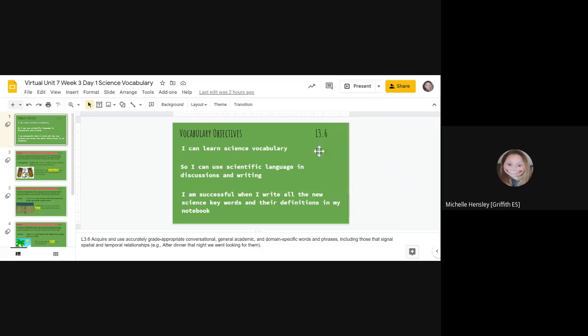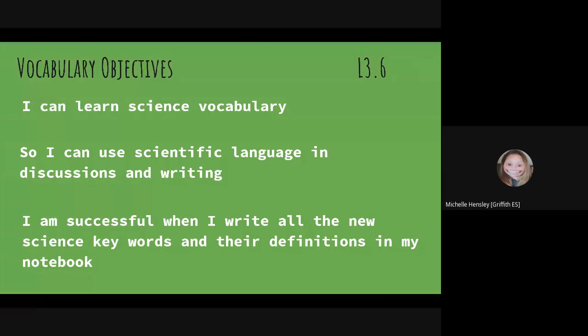So as always, our vocabulary objective relates to the language standard for third grade, sixth standard: acquire and use accurately grade appropriate conversational, general academic, and domain specific words and phrases, including those that signal spatial and temporal relationships like after dinner. That night we went looking for them. So after, before, we've been talking about sequencing a lot. You guys know that stuff. Okay, so let's start off with our vocabulary.